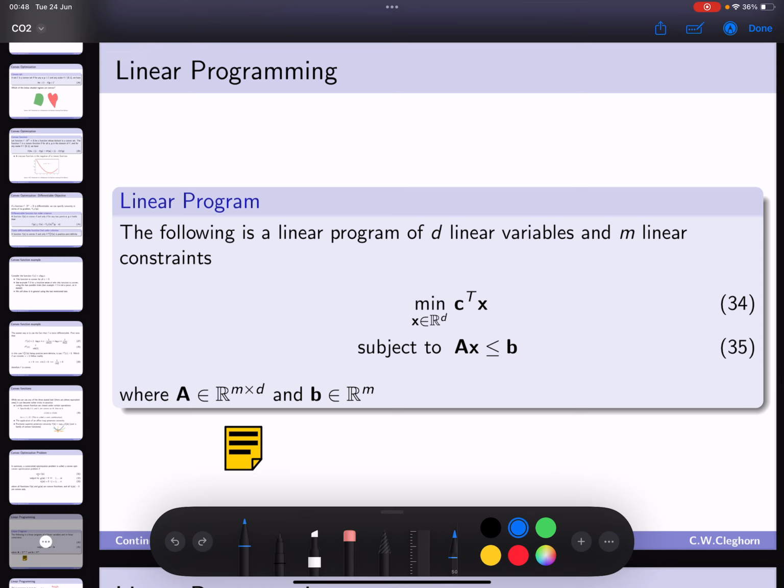Okay, and so the following is a linear program of d linear variables and m linear constraints, and so it fits the following format. Our f of x in this case is that we want to minimize over the x's a c vector dot product with x, subject to a matrix multiplication of x must be less than some b threshold. You can see the shape of our matrix there. Ultimately, we have m constraints defined by the b's, and we map our d dimensional problem onto those m constraints using A.